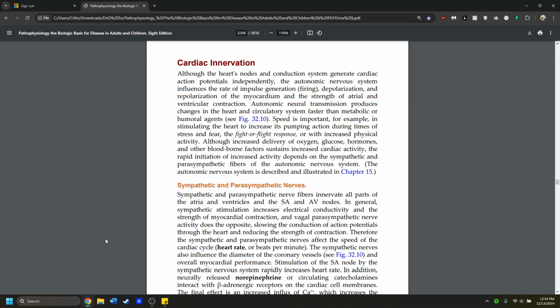Autonomic neural transmission produces changes in the heart and circulatory system faster than metabolic or humoral agents. Speed is important, for example, in stimulating the heart to increase its pumping action during times of stress and fear, the fight or flight response, or with increased physical activity. Although increased delivery of oxygen, glucose, hormones, and other blood-borne factors sustain increased cardiac activity, the rapid initiation of increased activity depends on the sympathetic and parasympathetic fibers of the autonomic nervous system. The autonomic nervous system is described and illustrated in Chapter 15.